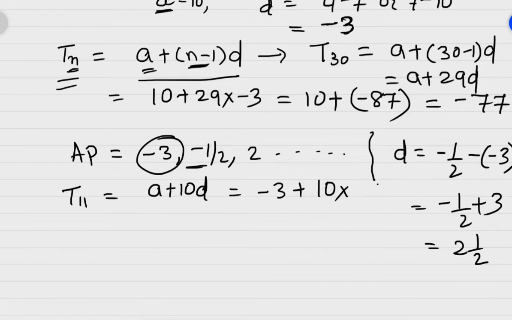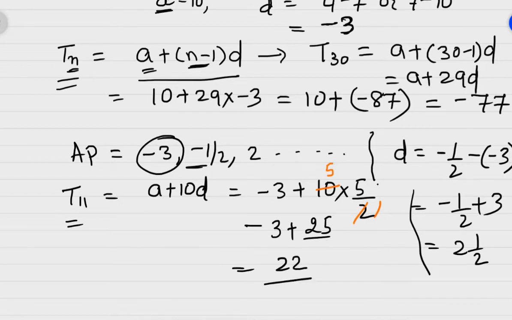Now see, T11 will be equal to A plus 10D, that is equal to minus 3 plus 10 into 2 and a half. 2 and a half means 5 by 2, isn't it? If you cancel here, you will get 2 1s are 2 and 2 5s are 10. So what is your answer next? Minus 3 plus 5 5s are 25. So what is your answer? 25 minus 3 is 22. Since your bigger number is positive, your answer will be positive.